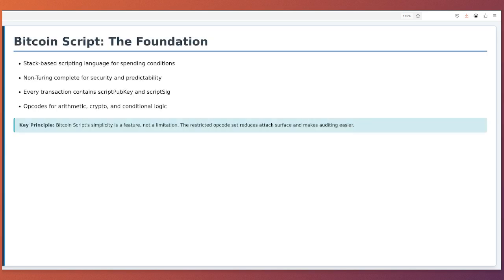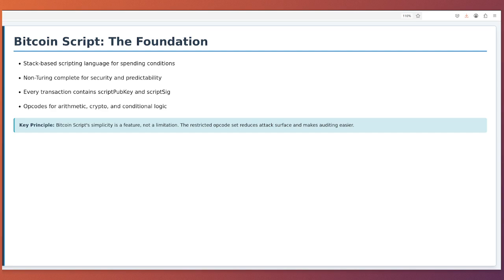Bitcoin Script, the foundation. Bitcoin Script is the fundamental programming language that underlies every Bitcoin transaction. It's not a general-purpose programming language like Solidity or JavaScript. Instead, it's a specialized stack-based scripting language designed specifically for defining conditions under which Bitcoins can be spent. The language is intentionally simple and limited in scope, which is a feature, not a bug. This simplicity makes Bitcoin Script easier to audit for security vulnerabilities and reduces the attack surface compared to Turing-complete languages.